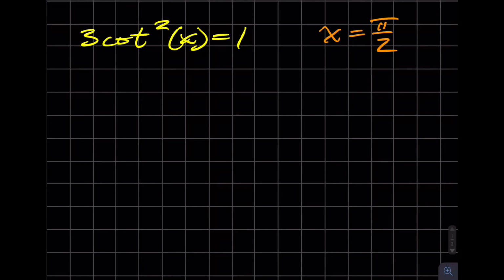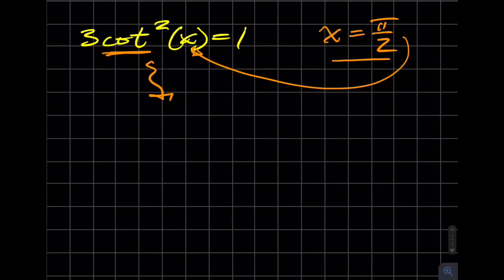Okay, so the next problem is 3 cotangent squared x equals 1, and they ask you if x equals pi over 2 is a solution. So the simple way to do it is to take pi over 2 and substitute it in here and see if it actually works. But since we don't have a button on our calculator for cotangent, it's probably easier to do a little bit of work first.